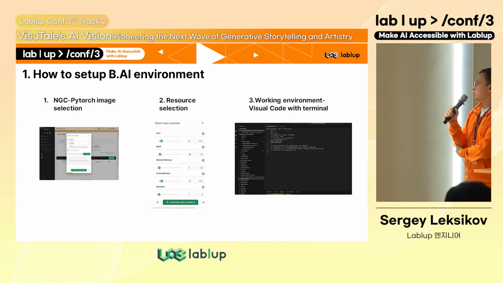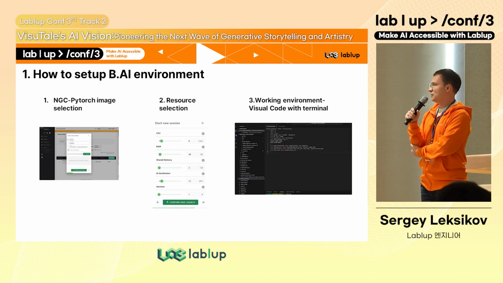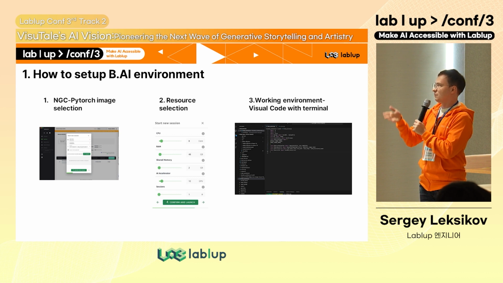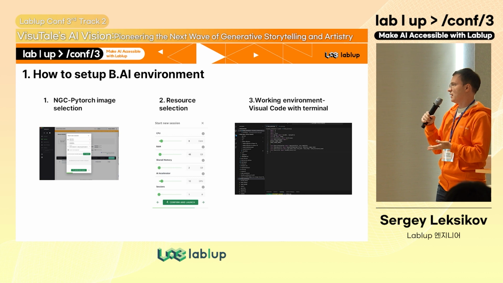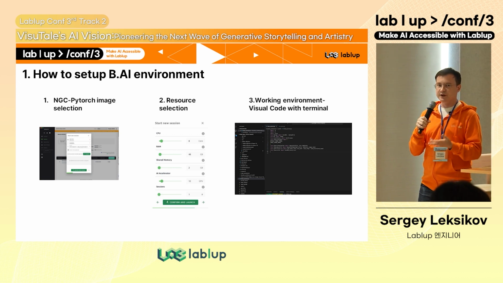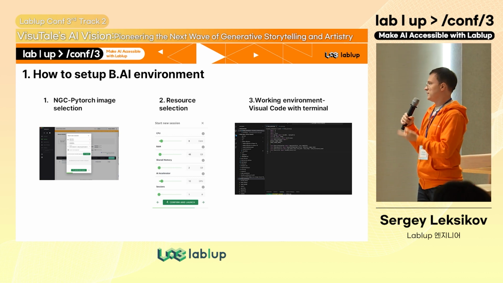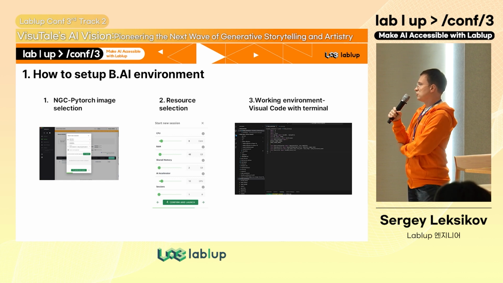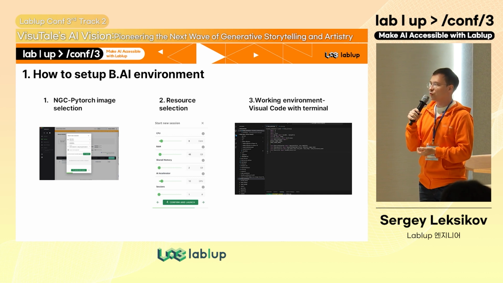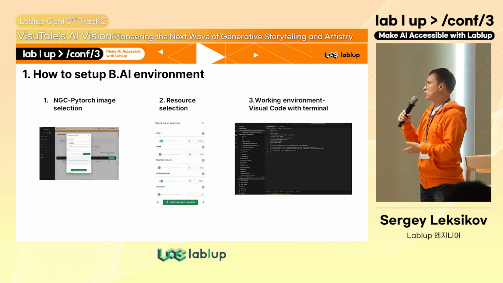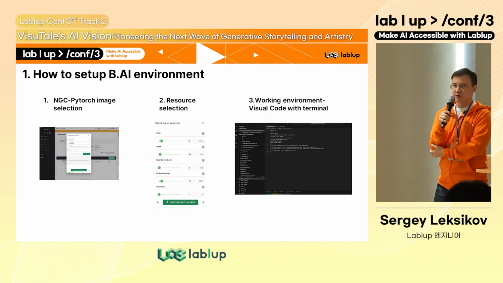Basically, it's 1, 2, 3 steps for setting up the Backend.AI environment. You may select a PyTorch image, and then you do resource selection. For example, you need 3 physical GPUs. You select 3 physical GPUs and an appropriate amount of RAM. Then the session starts. You can choose Jupyter Notebook or Visual Code as the working environment.